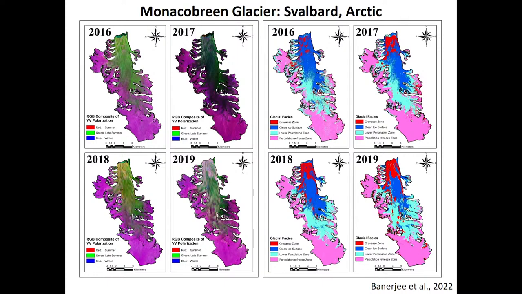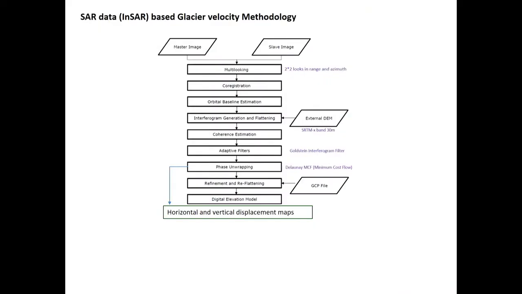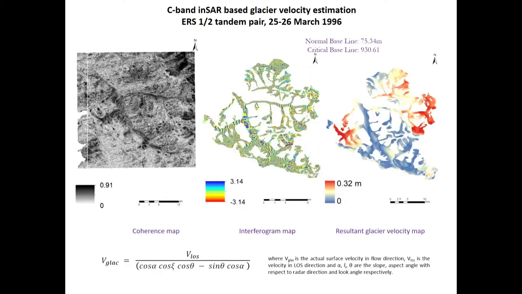Similarly, we have done this for the glaciers present in the Arctic region, Svalbard. This is the Monocobin glacier. This is the SAR composite, and we can generate this kind of glacier radar zone or glacier facies map using the SAR data sets. Even we can estimate the glacier velocity with the help of the SAR data. There are different methods. You can use the interferometric SAR approach to estimate the glacier velocity.